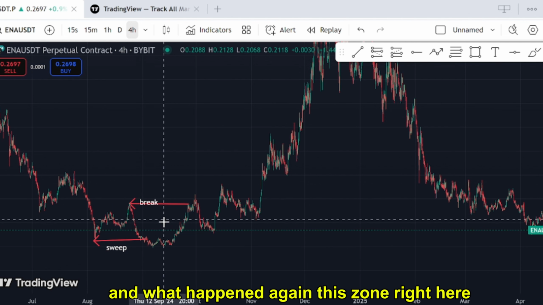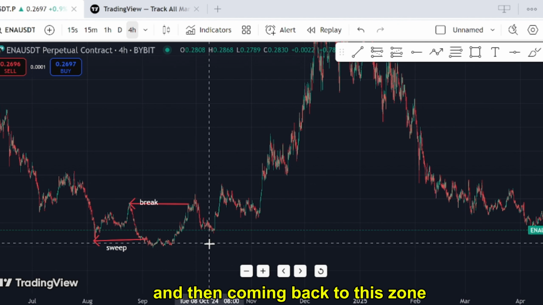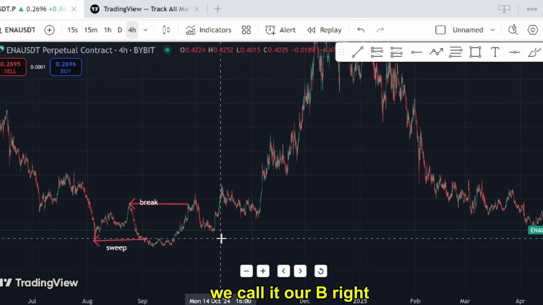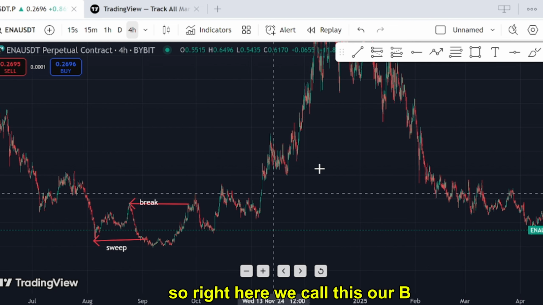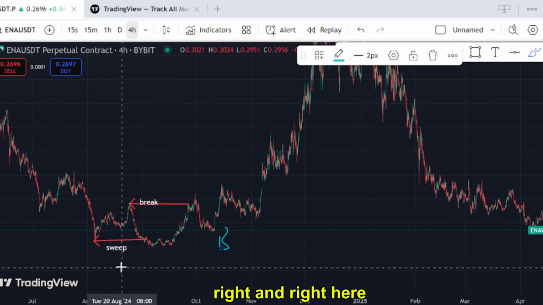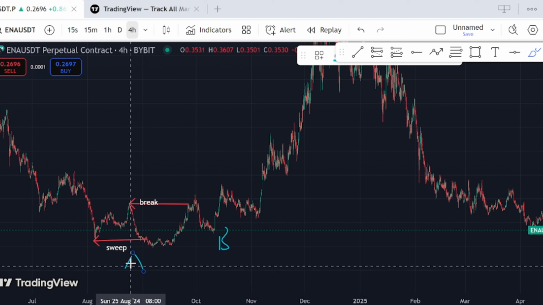Right? And what happened again, this zone right here, we'll call it our A, which is the sweep. And then coming back to this zone, we'll call it our B, right? So right here, we'll call this our B. And right here, you make sure you call this zone your A.